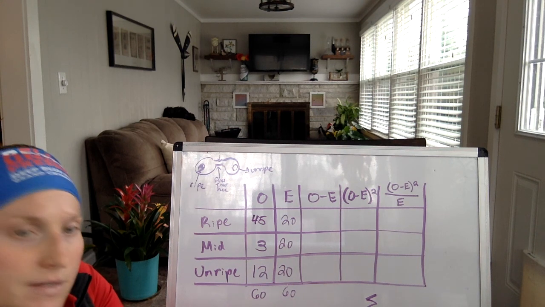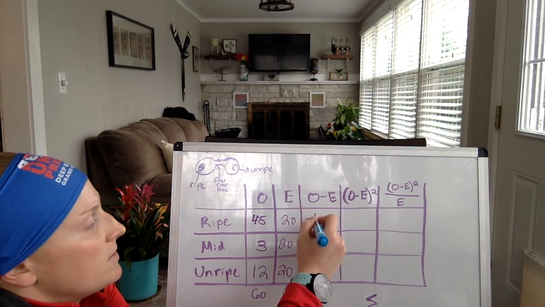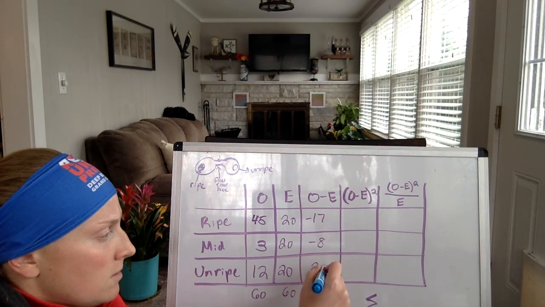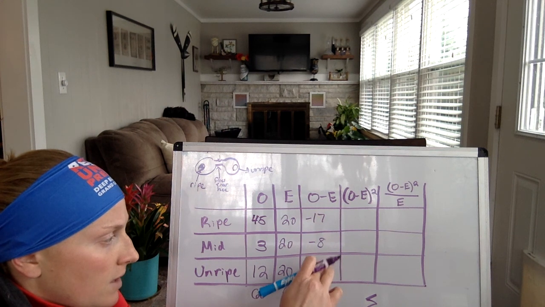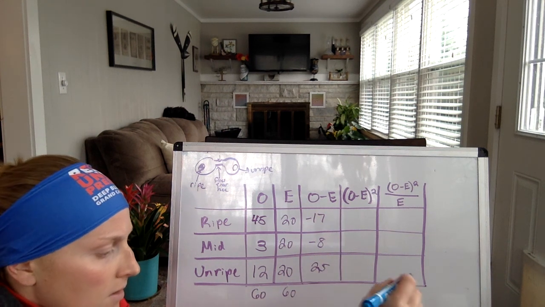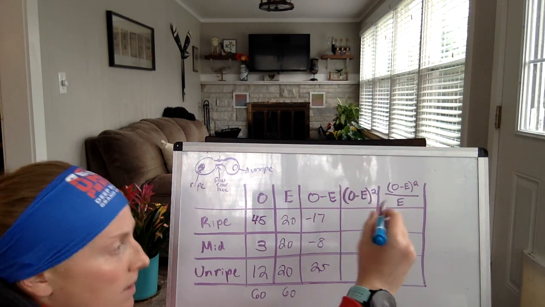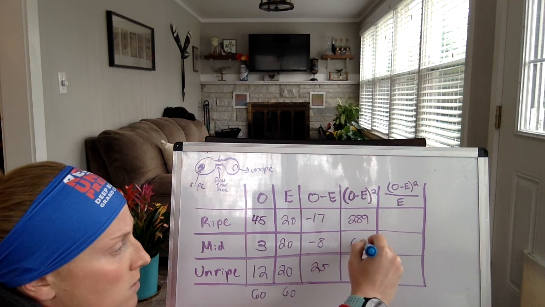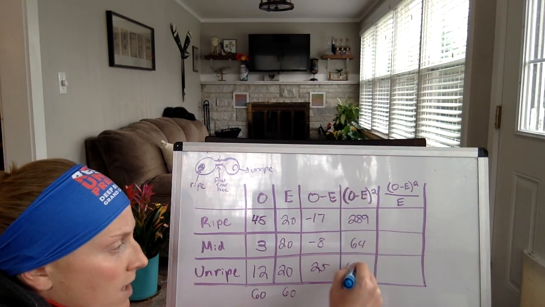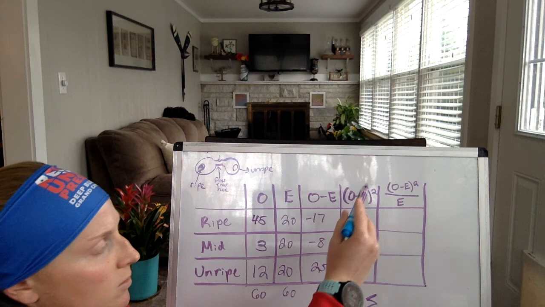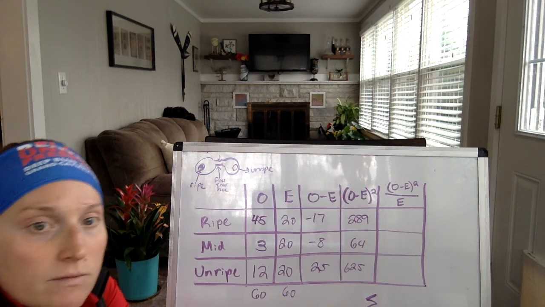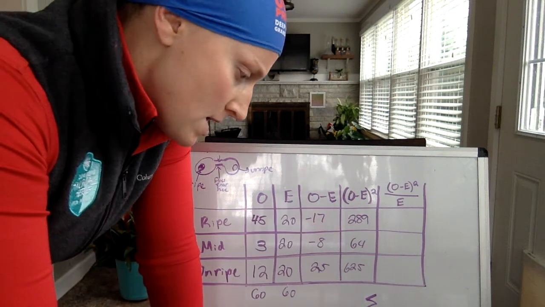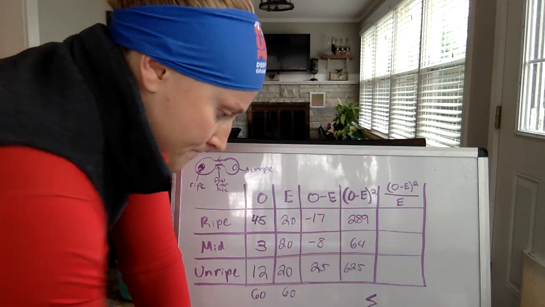So all we're going to do is complete this table now. So I have -17, -8, 25, and then square it here: 289, 64, 625. You should not have any negatives when you're squaring, because that's the purpose of it, you're getting rid of the negatives. So none of the numbers in this column should have a negative. Then go to the next column.